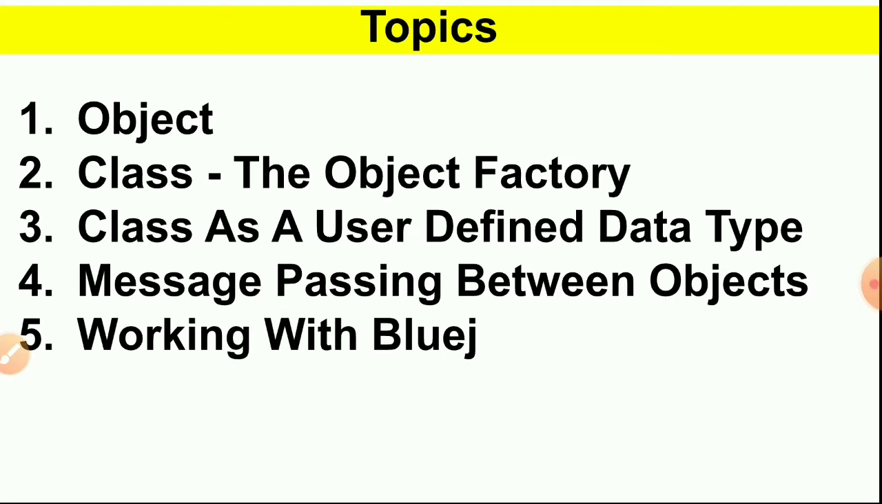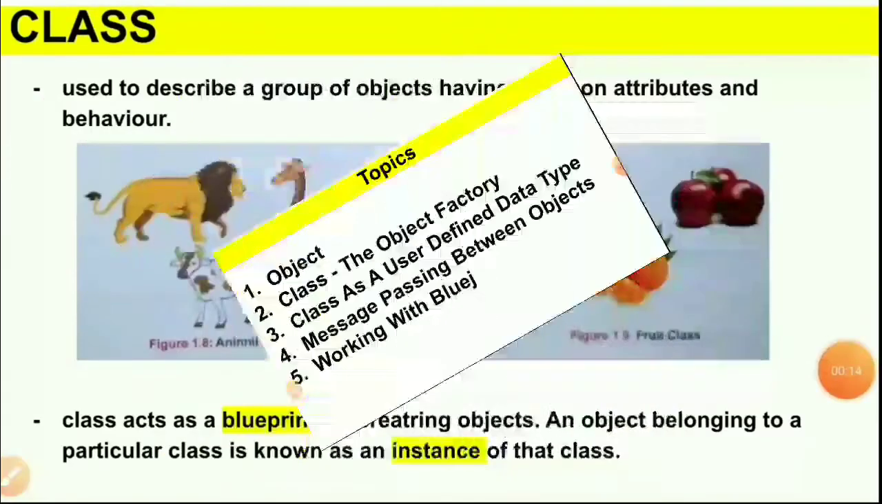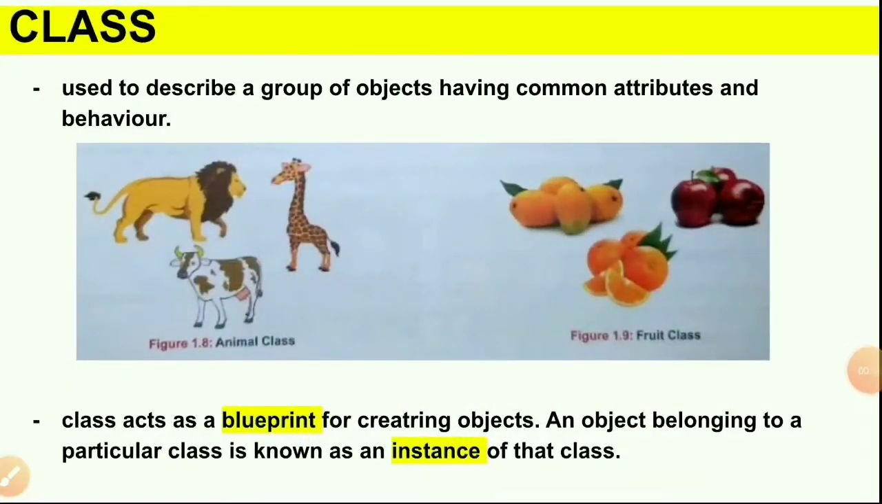So last time we discussed objects and today we'll discuss class and why is class known as object factory. So there are many definitions for class and we'll be going through all of them, okay? Starting with the first one. Class is used to describe a group of objects having common attributes and behavior. So what does this statement mean?